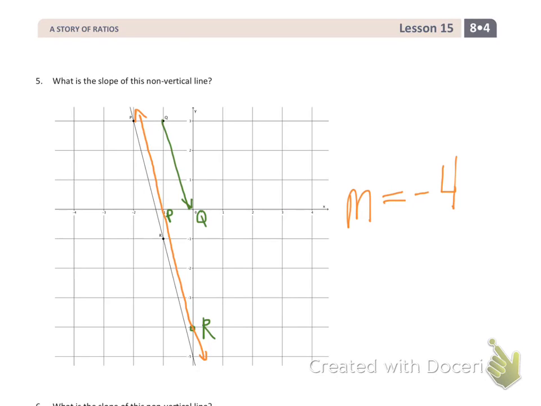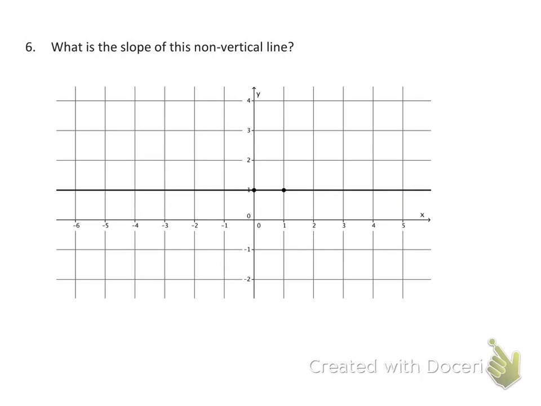Let's see, what else can we say about this? Okay, that's good. So let's look now at our last exercise, exercise 6. So what would be the slope of this line in exercise 6? So this is a horizontal line. It has no steepness, we could say.